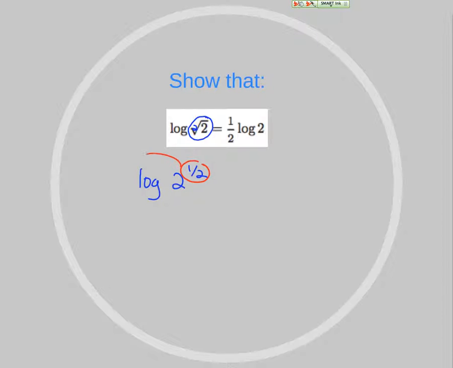And then I know I can use that law to bring that power out in front, so kind of using it in reverse. And I got it. So there you go. That one is not too bad, right?